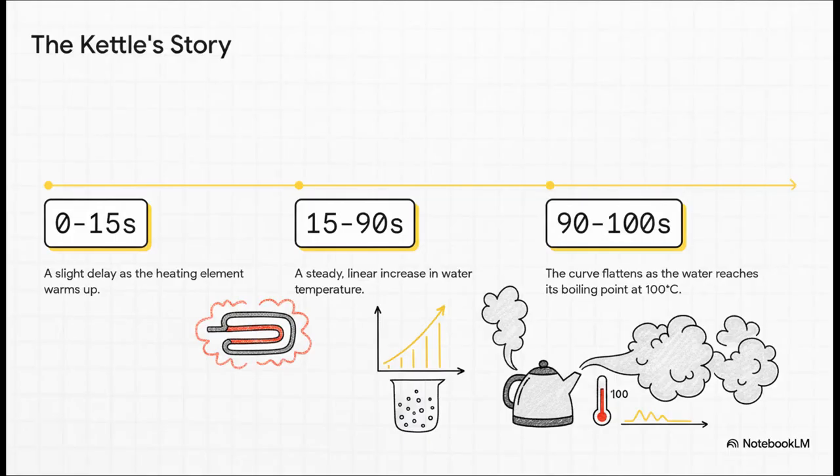So let's follow the journey. For the first 15 seconds or so, not a whole lot happens. That's just the heating element itself getting hot. Then, from 15 to 90 seconds, you see this beautiful straight line going up. That's the element efficiently pouring energy into the water, raising its temperature at a really constant rate. But then, the curve flattens out right at 100 degrees. The kettle is still pumping in energy, but it's not raising the temperature anymore. Instead, it's using all that energy to turn the water into steam.